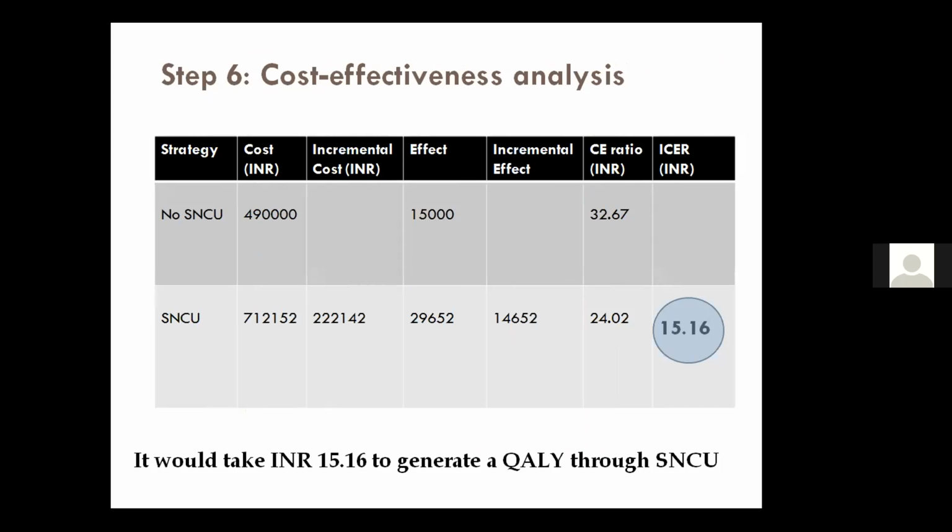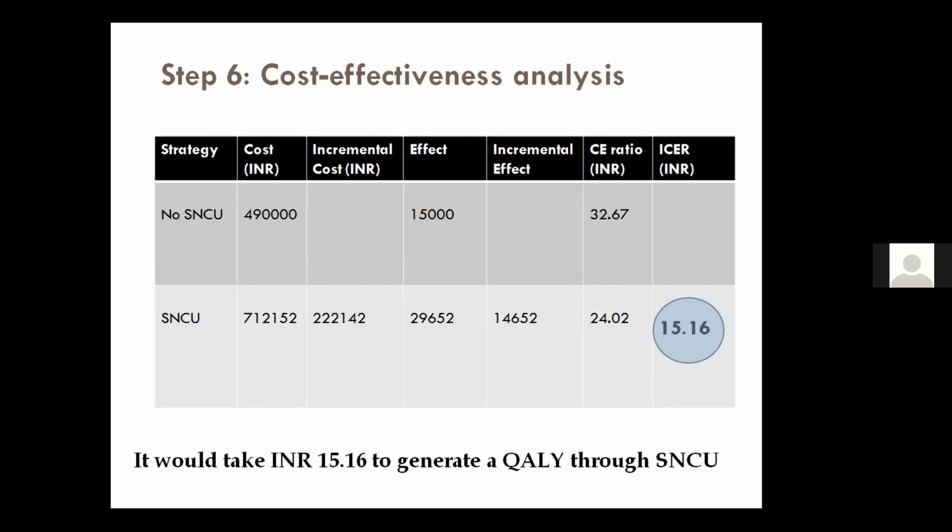No SNCU is 4,90,000. This is the cost you have got from your step 2. SNCU is 5,12,152, which you have got from step 3. The difference between these two will be the incremental cost, which is 22142. The difference between the two costs will be the incremental cost.